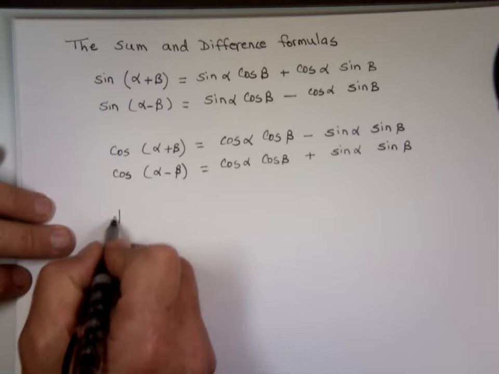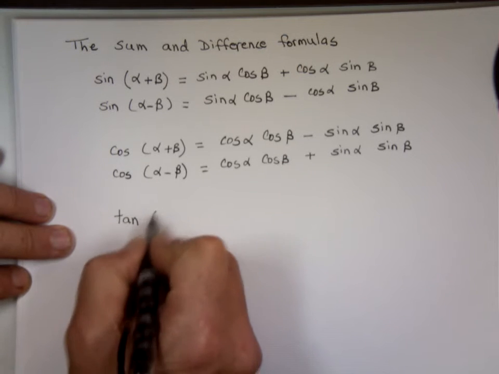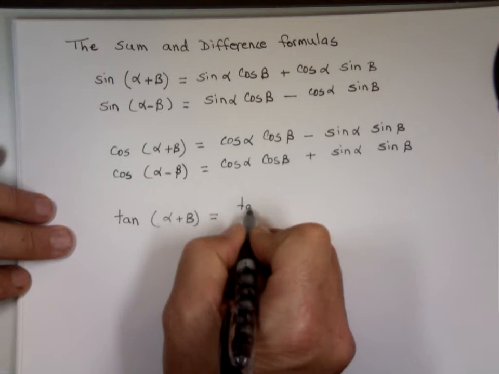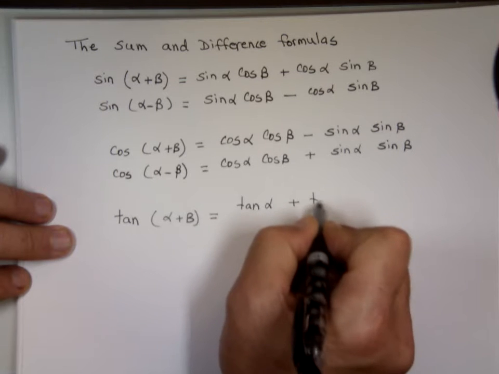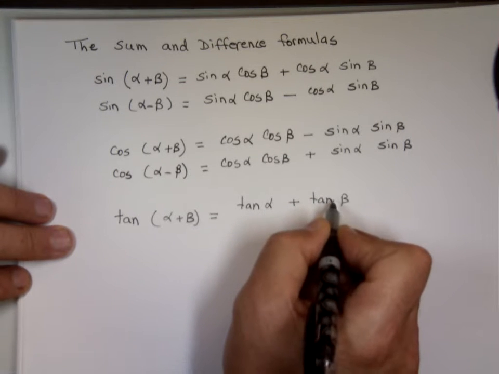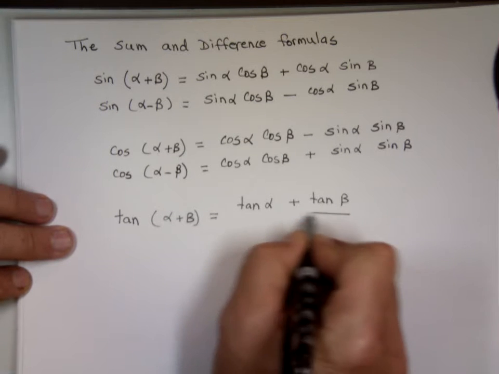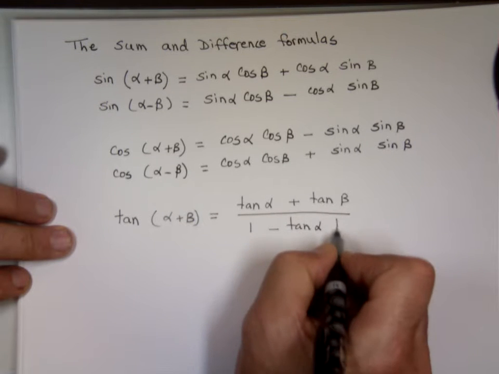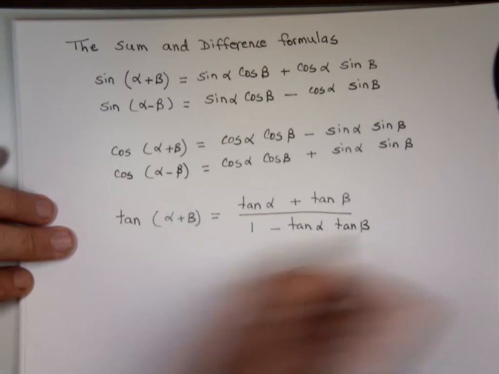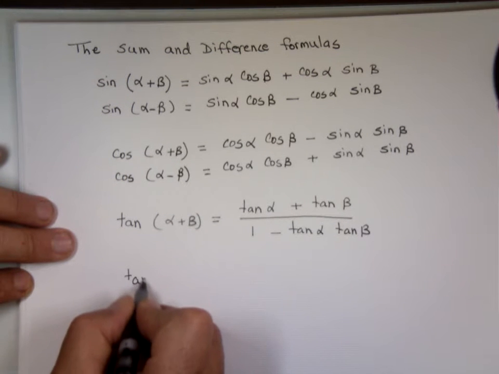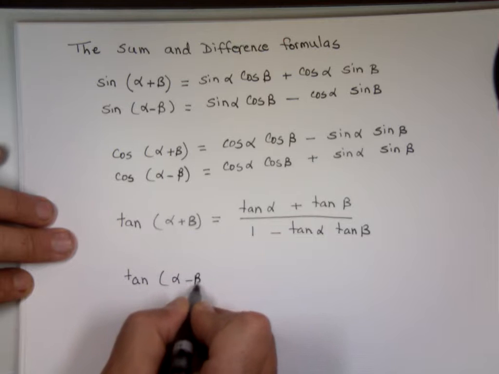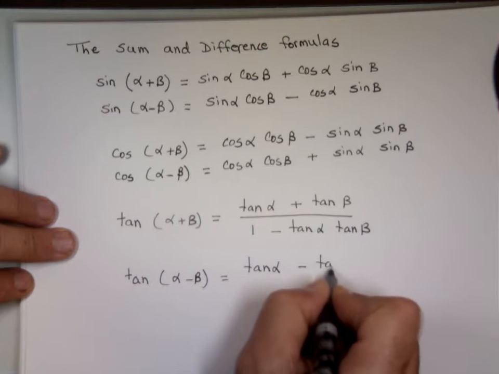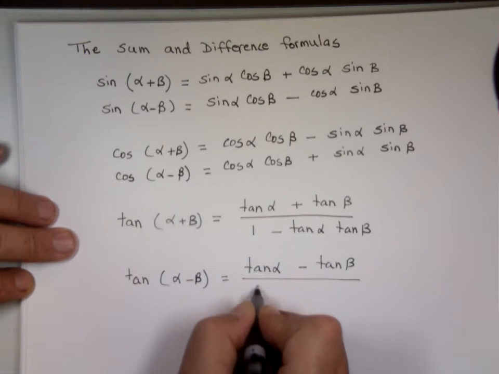I'm going to do tangent here. Tangent of alpha plus beta. When it's plus, this can be broken down to tangent alpha plus tangent beta over 1 minus tangent alpha tangent beta. And when this is a minus, it is tangent alpha minus tangent beta over 1 plus tangent alpha tangent beta.